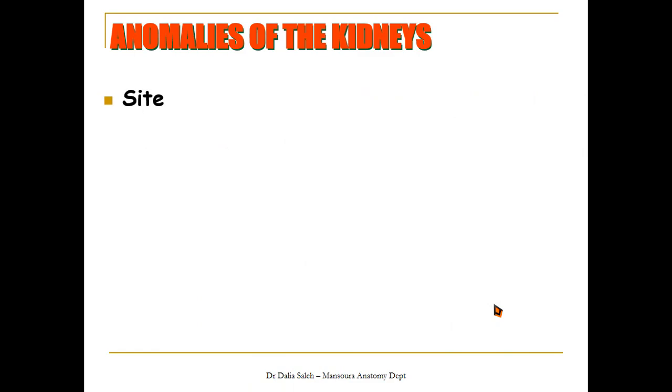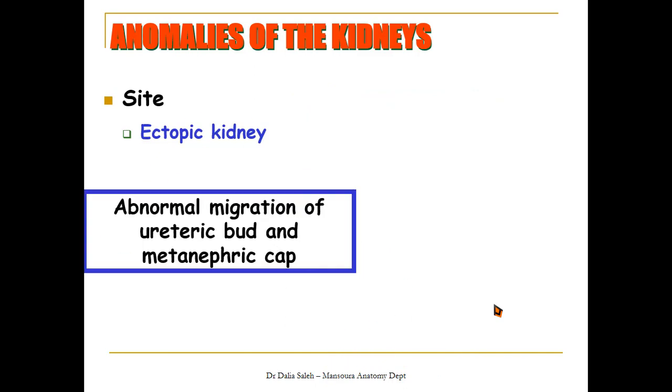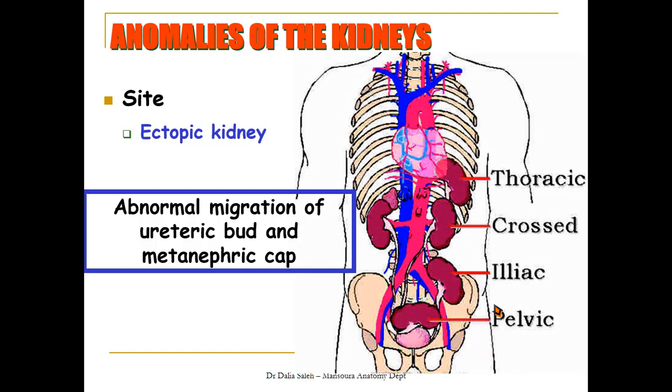The anomalies of the kidney could affect their site. Of course, you know that the normal site of the kidney is in the lumbar region, but sometimes we have an ectopic kidney, and this is because of abnormal migration of the ureteric bud and the metanephric cap. So we could end up with a pelvic kidney, or an iliac kidney at the iliac crest. Crossed kidney comes from the left and migrates to the right side. We could have even a thoracic kidney.